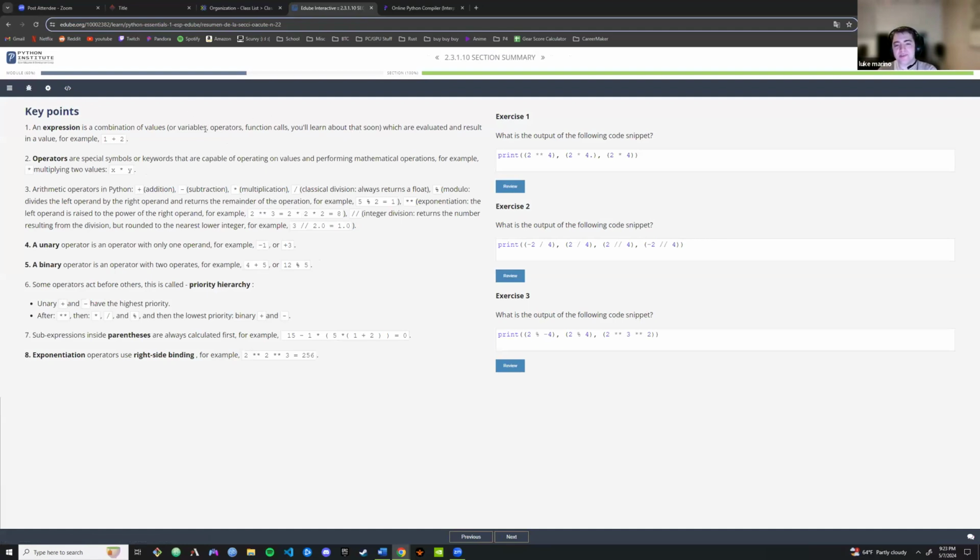What is an expression? I keep saying that word a lot. It comes up a lot, but an expression is a combination of values or variables, operators, function calls, whatever you want, which are evaluated and result in a value. One example of an expression would be 1 plus 2, 1 multiplied by 2, etc. Operators are the special symbols or keywords that are capable of operating on values and performing mathematical operations. For example, the asterisk in this expression is an operator.